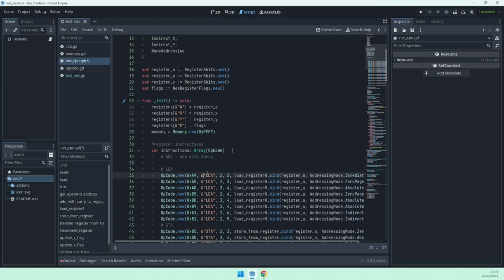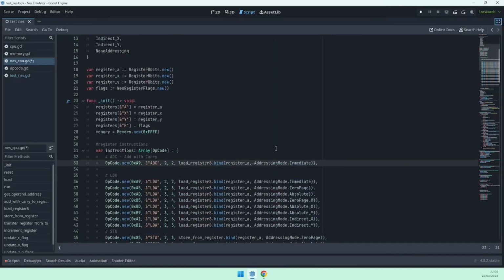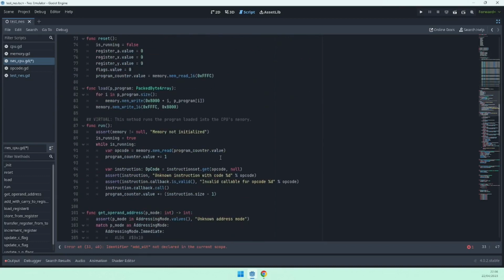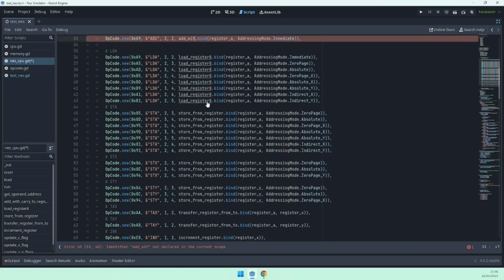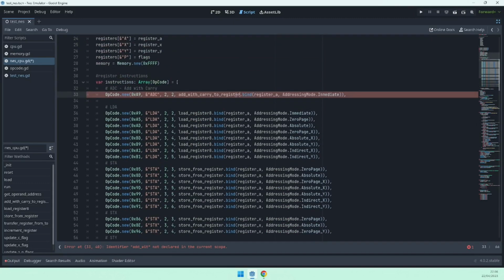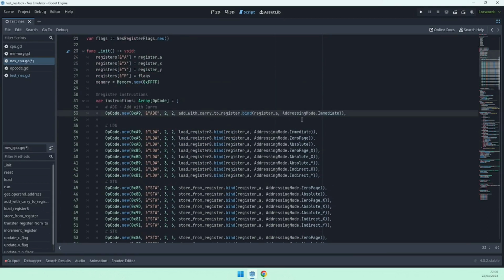So let's duplicate one of these lines and let's change this for ADC. Let's make this full screen, and this is at, oh, it's not auto-completing. Okay, add with carry to register, and add with carry to register takes register and addressing mode.